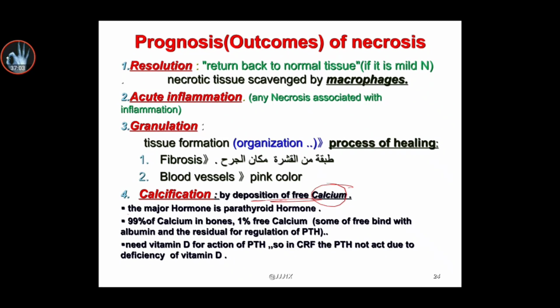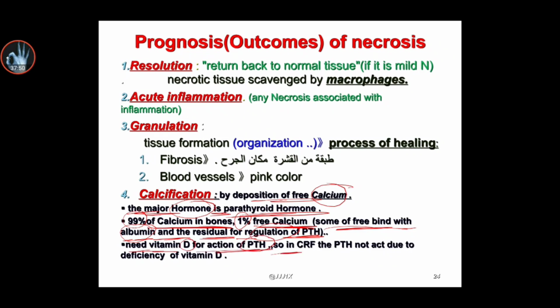And as we know the major hormone is parathyroid hormone, and 99% of the calcium is in the bone, and 1% is free calcium. Some of it is bound with albumin, and the residual is regulated by the parathyroid hormone, which is released from the parathyroid gland. The calcium needs vitamin D for the action of the parathyroid hormone.